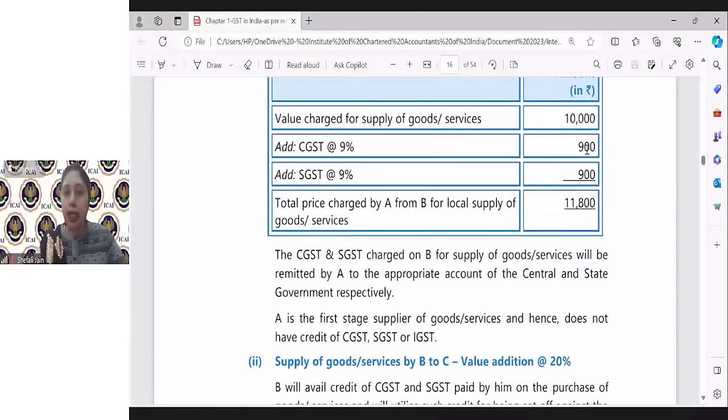Okay. Now, what will happen? This CGST of 900 will go to the center account, the appropriate account of the center. The appropriate account of the central government, we know, is the Consolidated Fund of India. And the SGST of 900 rupees will go to the appropriate account of the state government, that is the Consolidated Fund of the State. So this is clear, I hope, that these 900 and 900 amounts will go to the center and state account. We'll not call them consolidated funds now. We'll call them center account and state account because that would be easier for us to understand. So for the supply by A to B, the CGST and SGST will go to the respective governments.